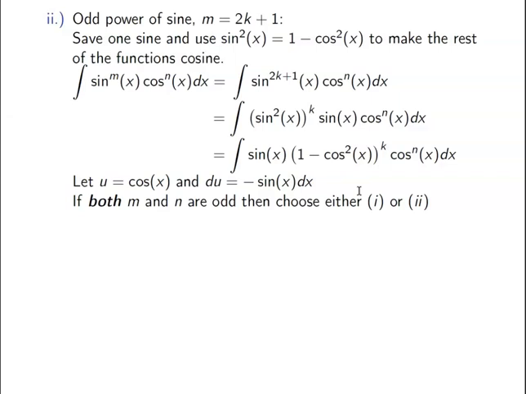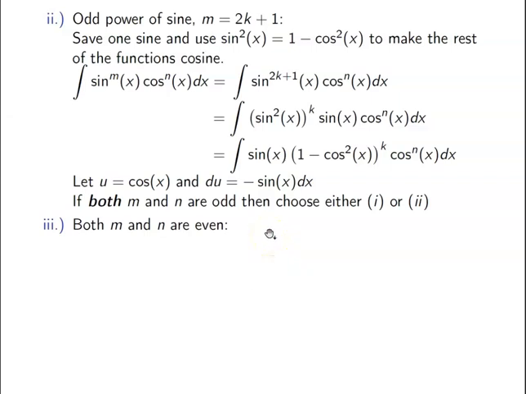Now, if both of them are odd, if sine is an odd power and cosine is an odd power, you have your choice. Pick whichever one you want. You could stick with sines or stick with cosines. It doesn't matter, it'll work either way. Maybe one is easier than the other. Maybe there's fewer cosines than sines, maybe there's fewer sines than cosines, and maybe it's easier to deal with.